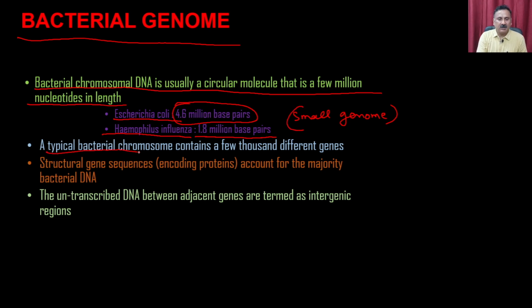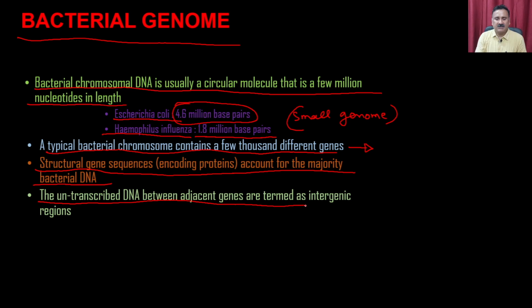And then a typical bacterial chromosome contains a few thousand different types of genes. Unlike eukaryotic organisms, you are not going to have useless genes or non-expressed genes. Bacteria only contain genes which are going to be expressed and which have some meaningful purpose inside the cell, because their size is very small, so they don't want to keep unwanted materials. Then structural gene sequences account for the majority of the bacterial DNA encoding proteins. The untranscribed DNA between adjacent genes is termed intergenic regions, and these regions are very small or almost absent in the bacterial system.